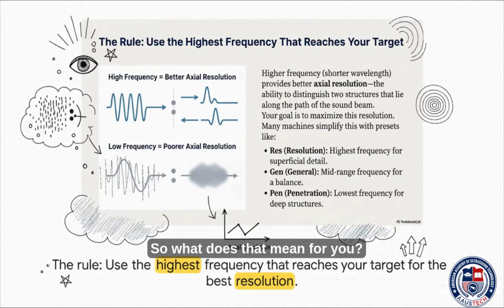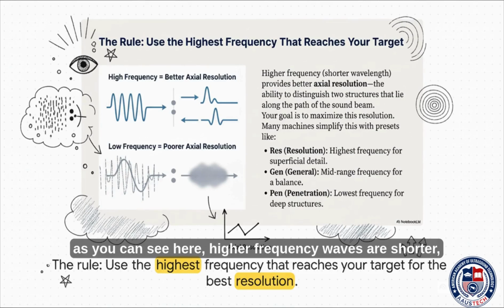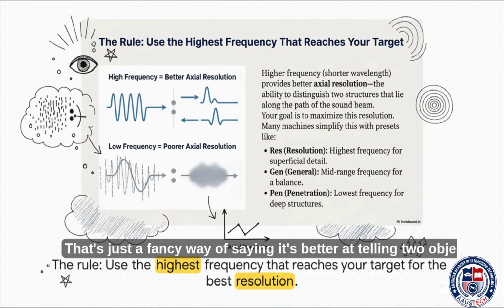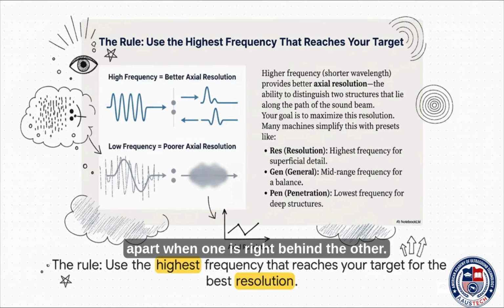So what does that mean for you? It means there's one simple rule you have to burn into your brain. Always use the highest frequency that can still reach your target. Why? Because as you can see here, higher frequency waves are shorter, which gives you better axial resolution. That's just a fancy way of saying it's better at telling two objects apart when one is right behind the other. It's how you get maximum detail where it counts.